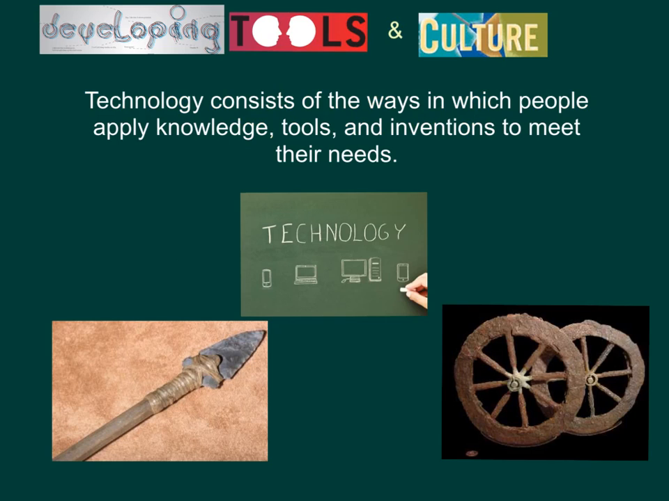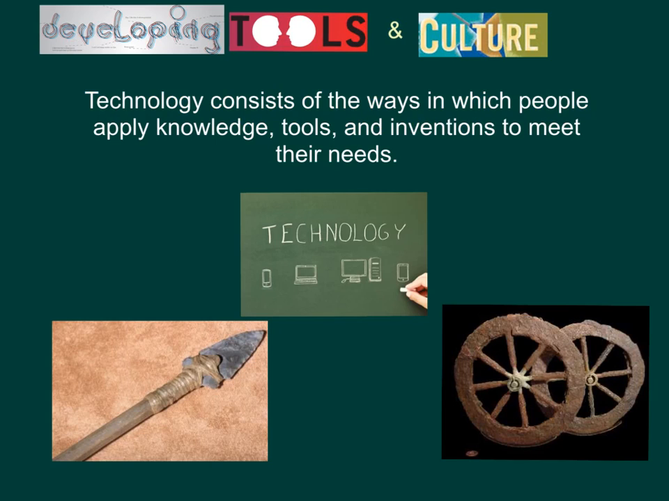Here is the 3rd subtitle that you should have written down. Right up here at the top, developing tools and culture. That's the next topic. That's what you should write down next. And the first bullet point under developing tools and culture is this right here. So technology consists of the ways in which people apply knowledge, tools, and inventions to meet their needs.